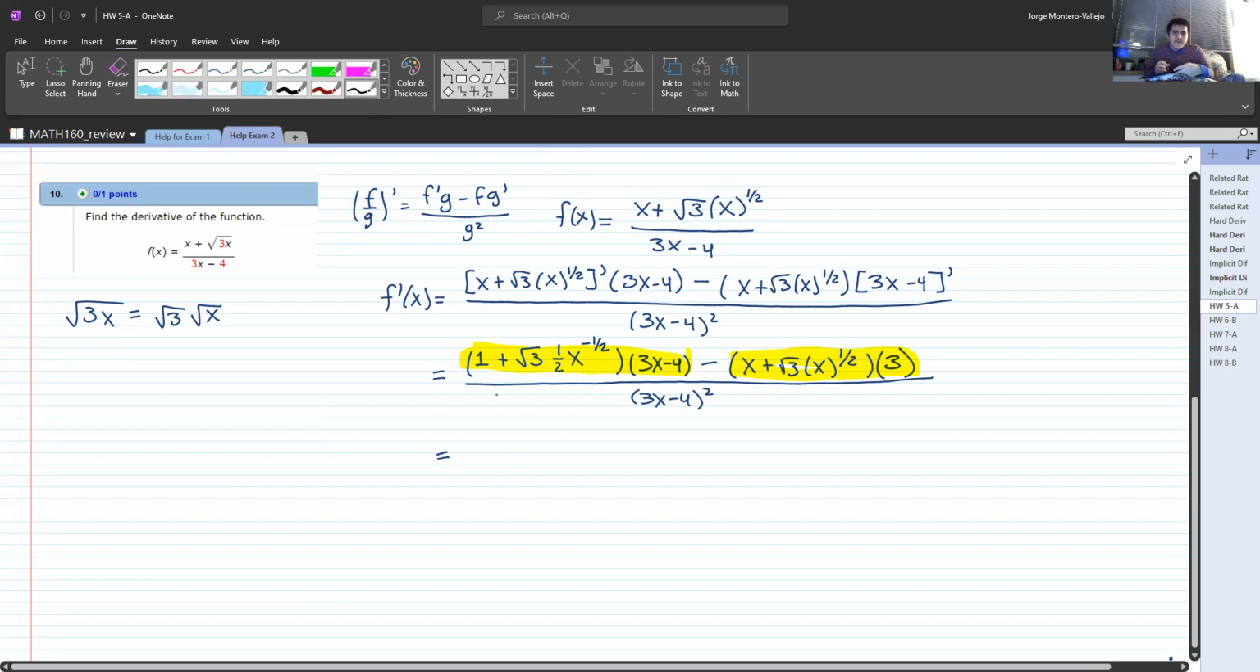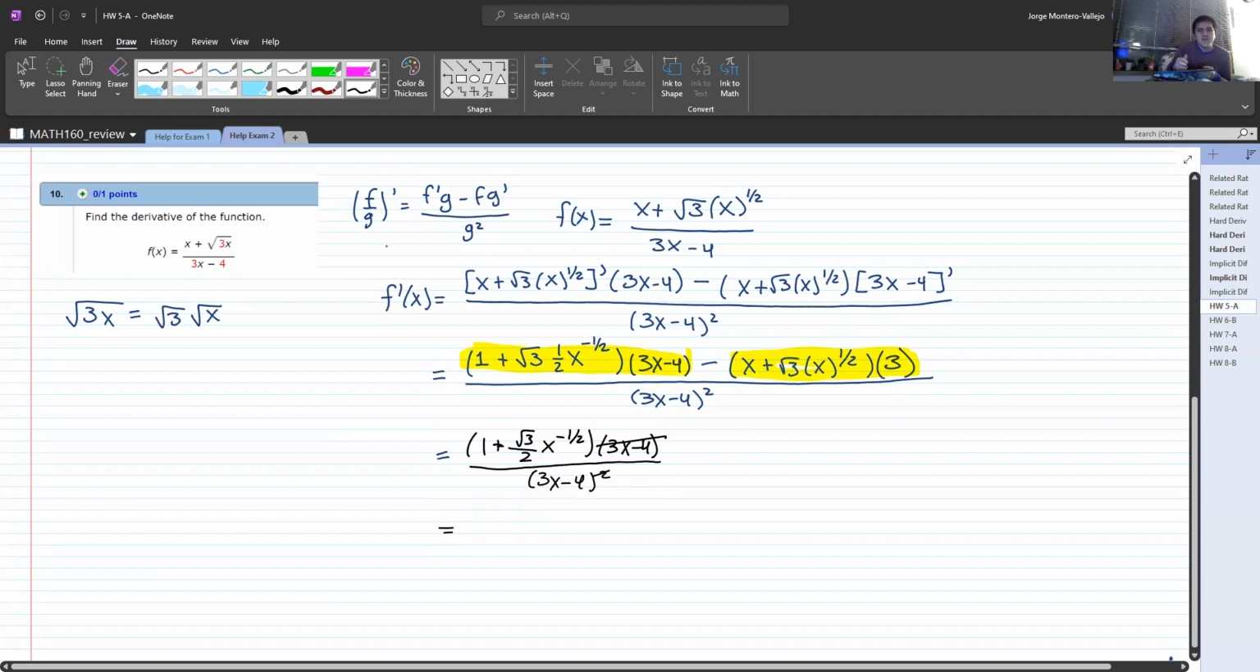Because if I do that, let's see, let me show you. 1 plus square root of 3. Well, let's combine those 2. Square root of 3 divided by 2, and then we have x raised to negative 1/2, and then 3x minus 4, and then divided by 3x minus 4 squared. So when you have those 3x minus 4, you can cancel this one out, and you are left with 1 over there, right? So that's going to lead to a simplification of some sort.